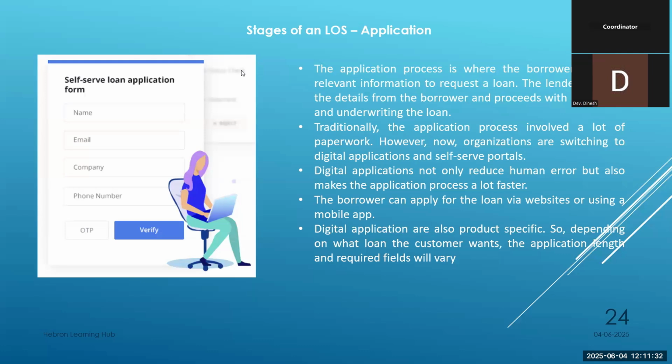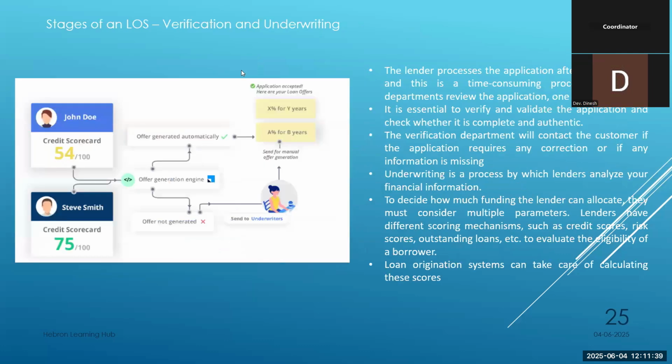Digital applications reduce human error and also make the process very, very fast. Right? Stages of LOS, which is verification: the lender processes the applications, and multiple departments review the applications online itself, right?